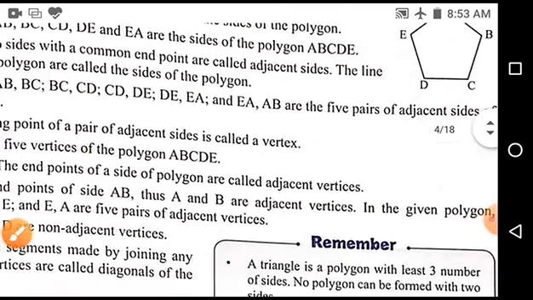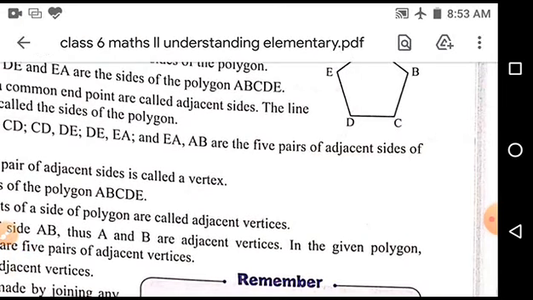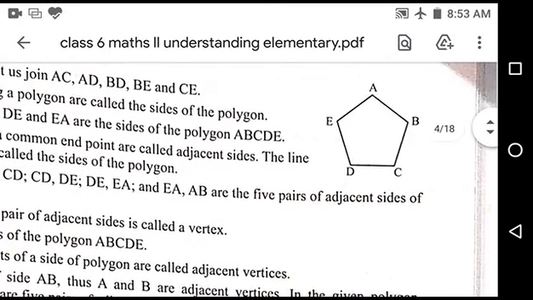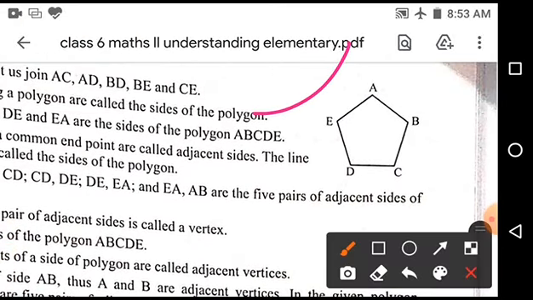Now the sides. In the diagram, you can see here AB, BC, CD, DE and EA are all the sides of a pentagon. Clear? Now diagonal. If you join any two vertices which are not adjacent, that means if you join AC, AD, these lines are called diagonals.